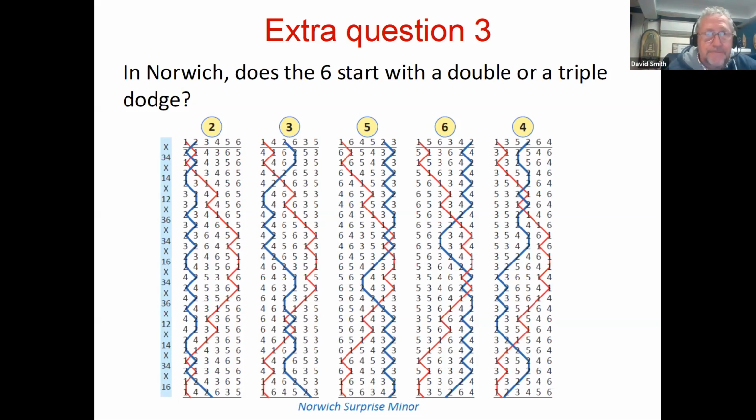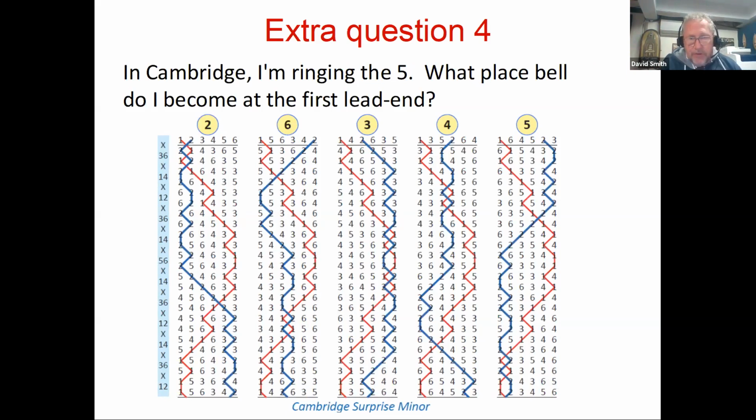Okay, next question. Cambridge this time, and we've got the diagram for Cambridge. I'm ringing the 5, and I want to know what's going to happen, assuming it's a plain course at the first lead end. What place bell am I going to become? 2. And again, same question. What's the answer? Which place bell will I become? And what information do I need? Just the numbers at the top, or the blue line, or the black numbers as well?